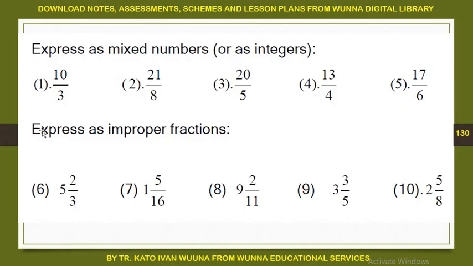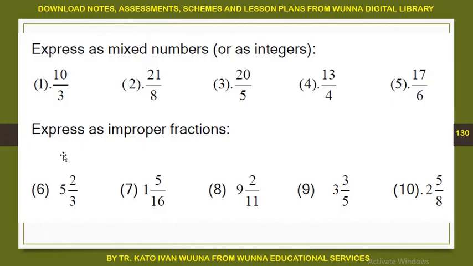These are improper fractions because we have 10 over 3, we have 21 over 8, we have 20 over 5. So the numerators are bigger than the denominators, which implies that they are improper fractions. So we are going to express these improper fractions as mixed fractions or mixed numbers. We've seen that, so try out these 5 numbers.